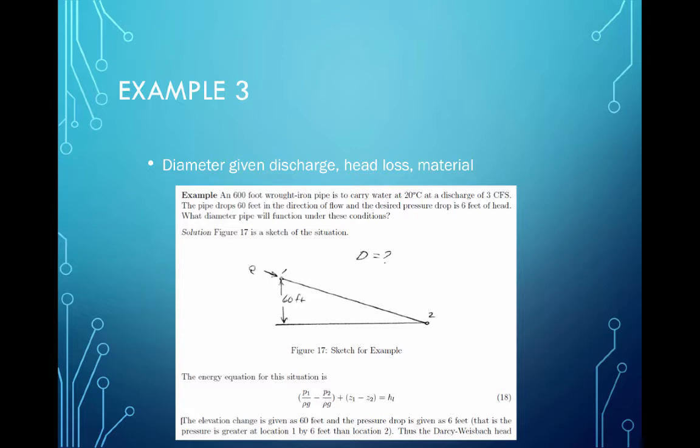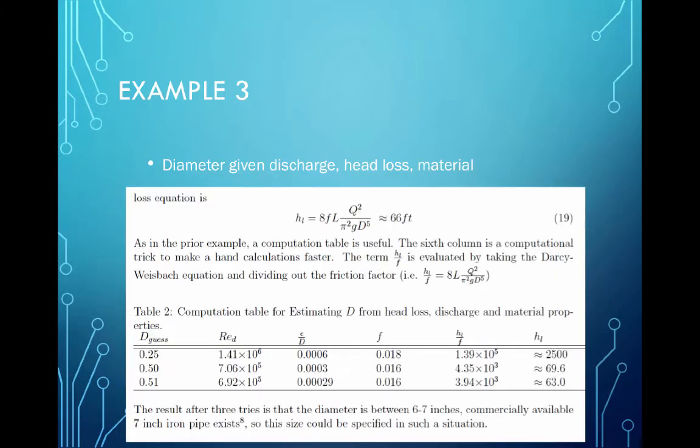So here's a 600-foot iron pipe carrying water at 20 degrees at 3 cubic feet per second. How big around does it have to be? It tells us the pipe drops 60 feet in the direction of flow, and the desired change in pressure is 6 feet ahead. So we write the energy equation.